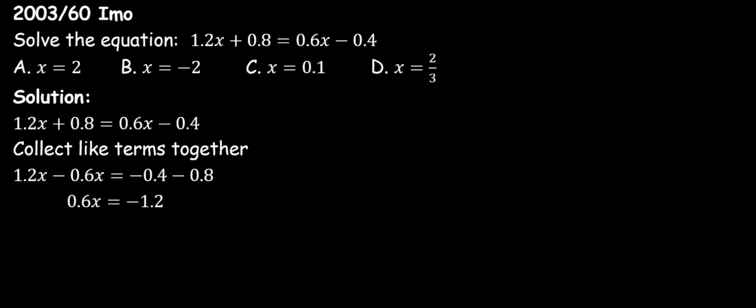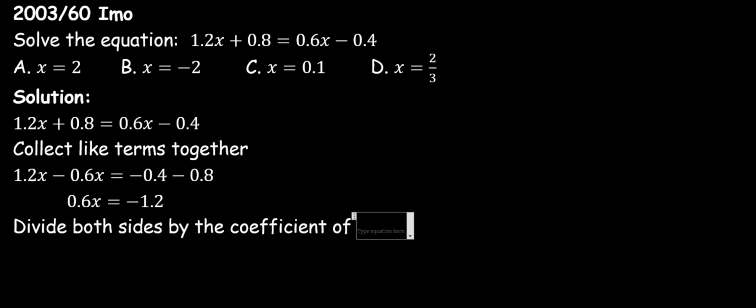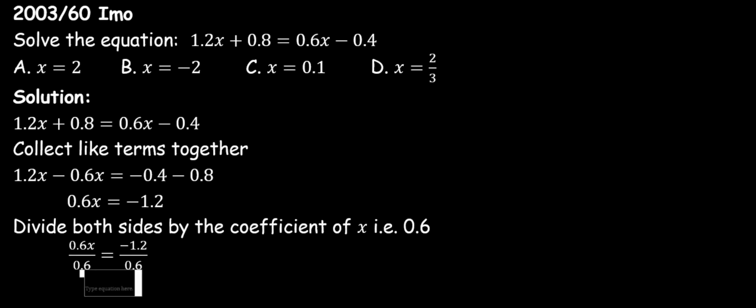Next, we divide both sides by the coefficient of x, which is 0.6. So we now have 0.6x divided by 0.6 will be equals to minus 1.2 divided by 0.6. And our result will be x equals to minus 2.